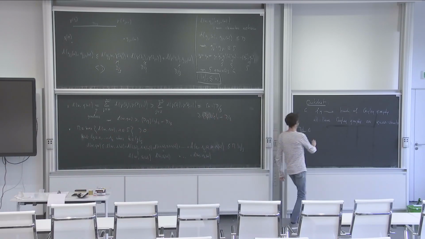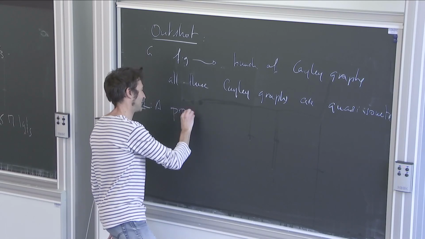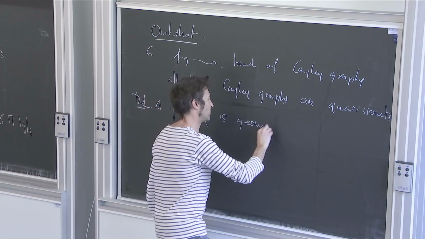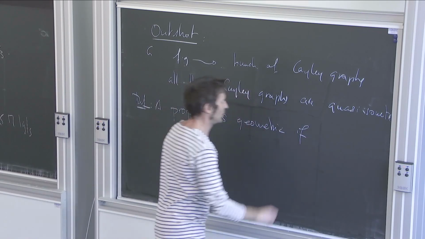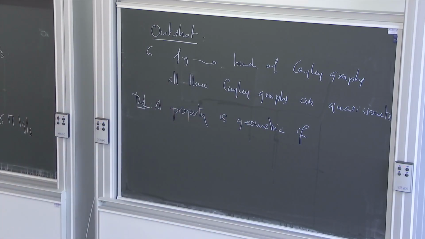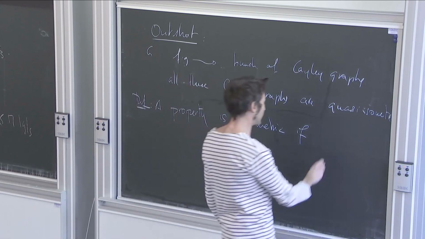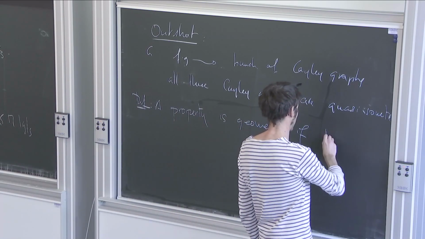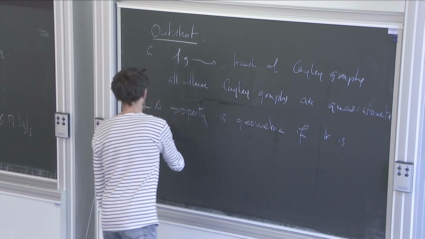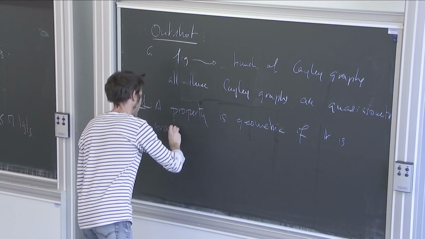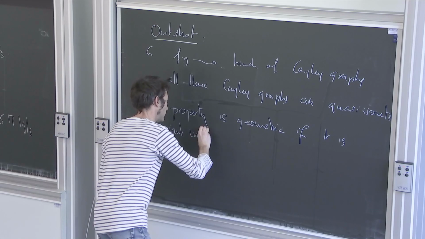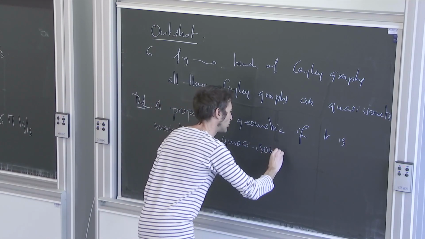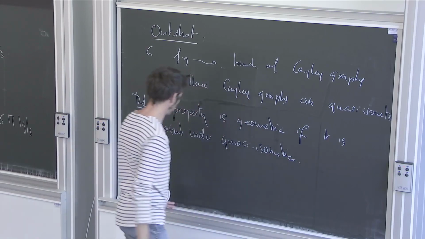A property is geometric if it is invariant, a property of a group, if it is invariant under quasi-isometries. Okay.